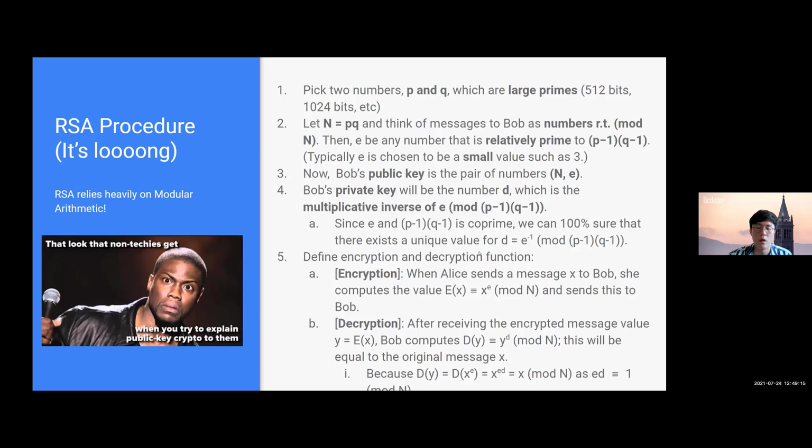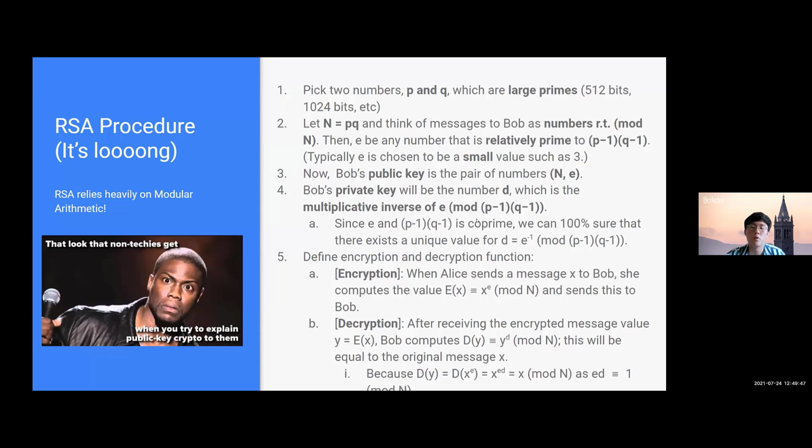Now we define the encryption and decryption. The encryption is x to the power of E mod N, and the decryption is y to the D mod N. So if you put D and E together, which was the original goal of the RSA scheme, it becomes x to the power of E times D. And here, E times D is congruent to 1 mod (P minus 1)(Q minus 1). So basically you get back the original message.